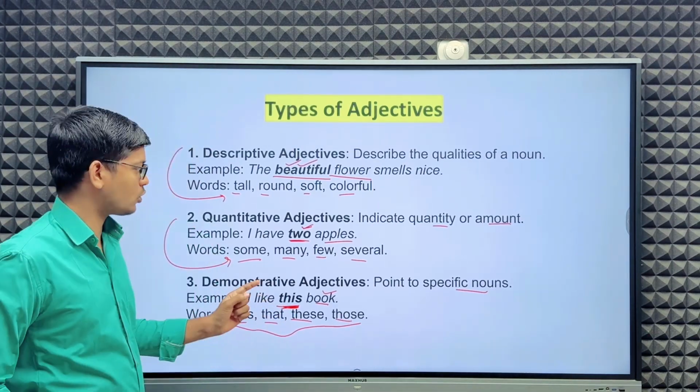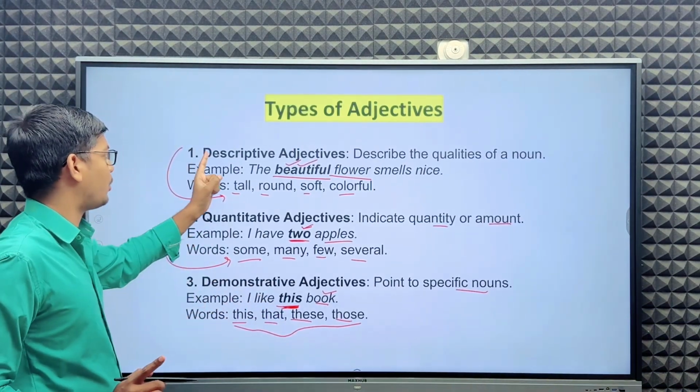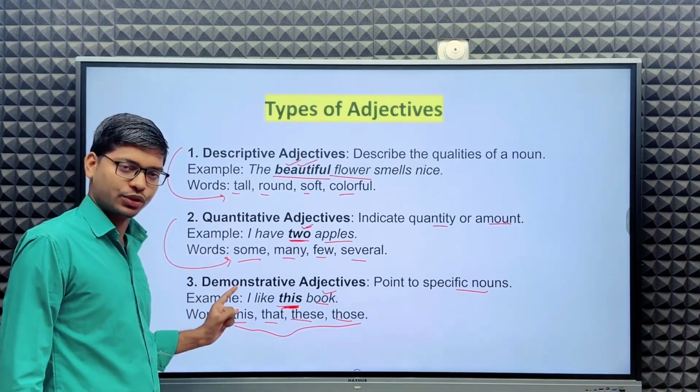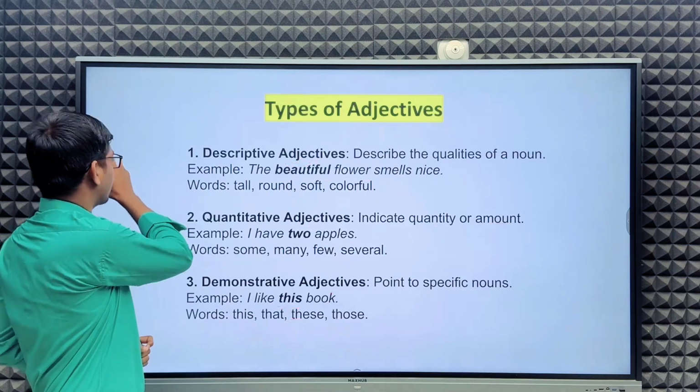Okay, so I hope you guys understand. First type of adjective, descriptive. Second, quantitative. Third, demonstrative. Okay, so let's see next.